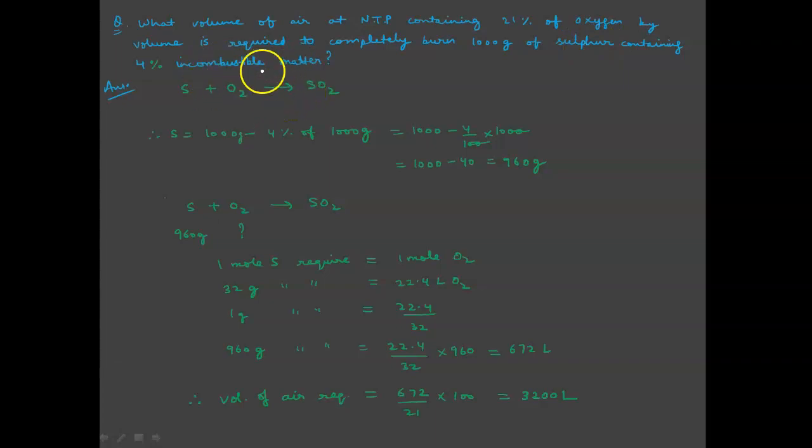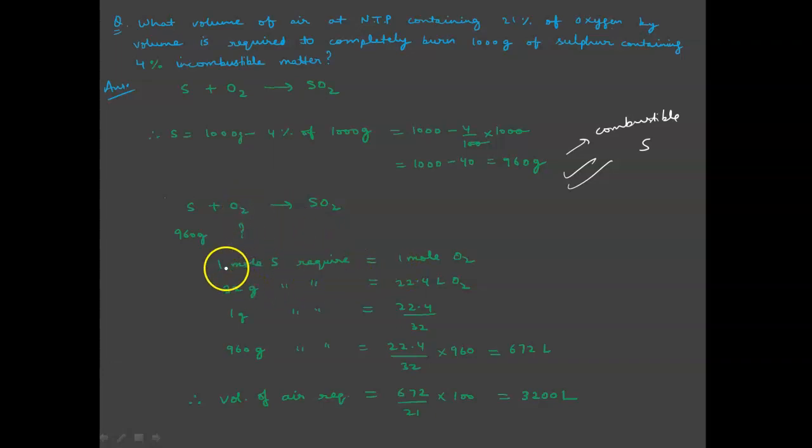So for the burning of sulfur, we have S plus O2 gives SO2. Here sulfur is 1000 gram, but the useful sulfur that will undergo combustion is 1000 minus 4% of 1000, which comes out to be 960 gram. That is the combustible sulfur out of 1000 gram. Now comes the equation S plus O2 gives SO2. This is 960 gram, and we have to calculate the volume of air.